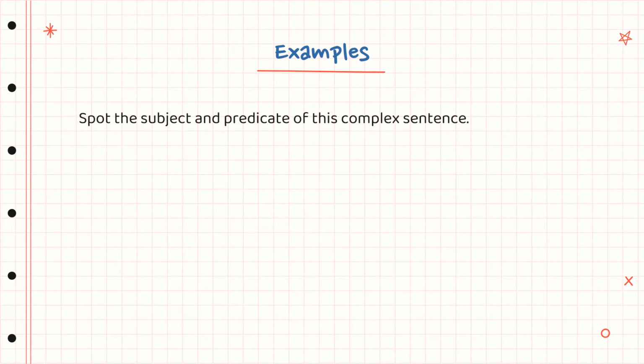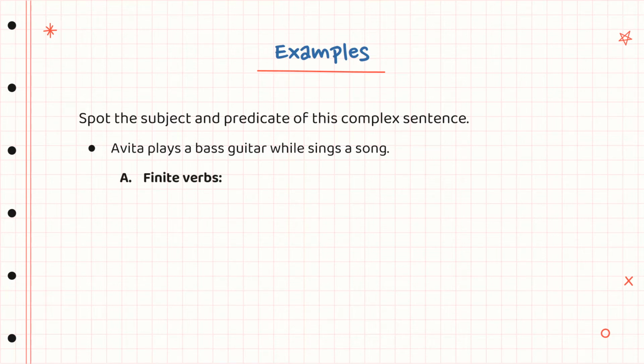Next example, spot the subject and predicate of this complex sentence. The sentence is, "Avita plays a bass guitar while sings a song." There are two finite verbs in this complex sentence, namely plays and sings. The first finite verb belongs to the independent clause "Avita plays a bass guitar." Meanwhile, the second finite verb belongs to the dependent clause "while sings a song." So each clause, independent and dependent, has its own finite verb.